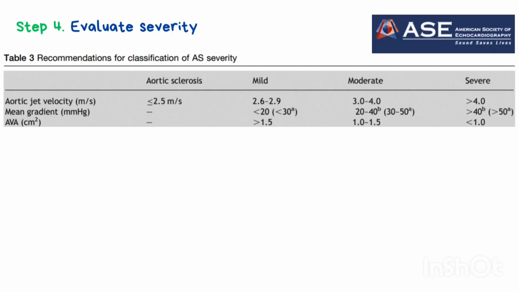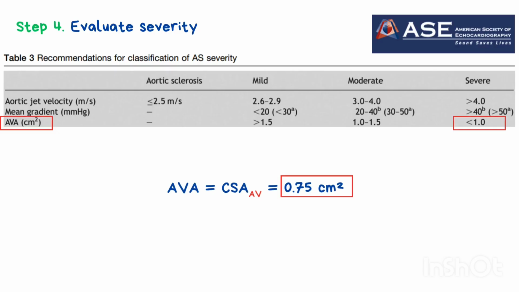Now that we've calculated the aortic valve area, let's evaluate its severity. In our example, we concluded that the AVA is 0.75 square centimeters. According to the guidelines, an aortic valve area less than 1 is classified as severe aortic stenosis. So in this case, with an AVA of 0.75, the patient would be diagnosed with severe aortic stenosis.